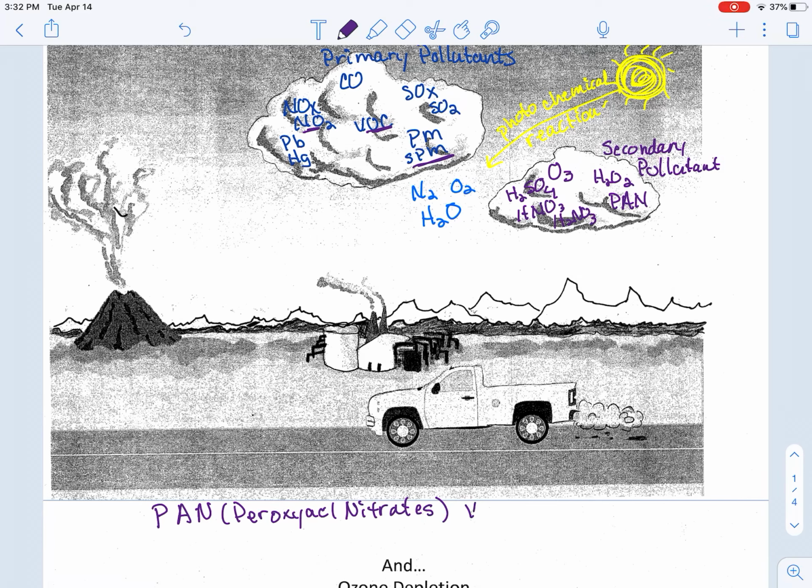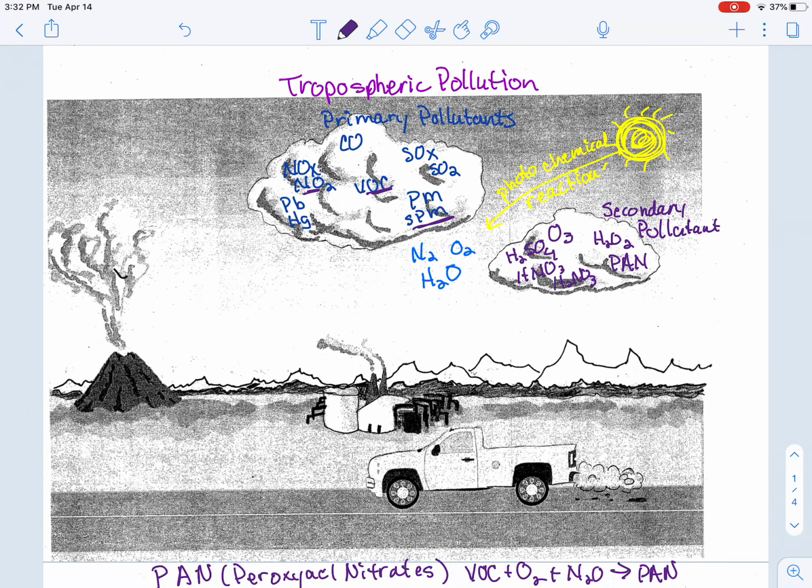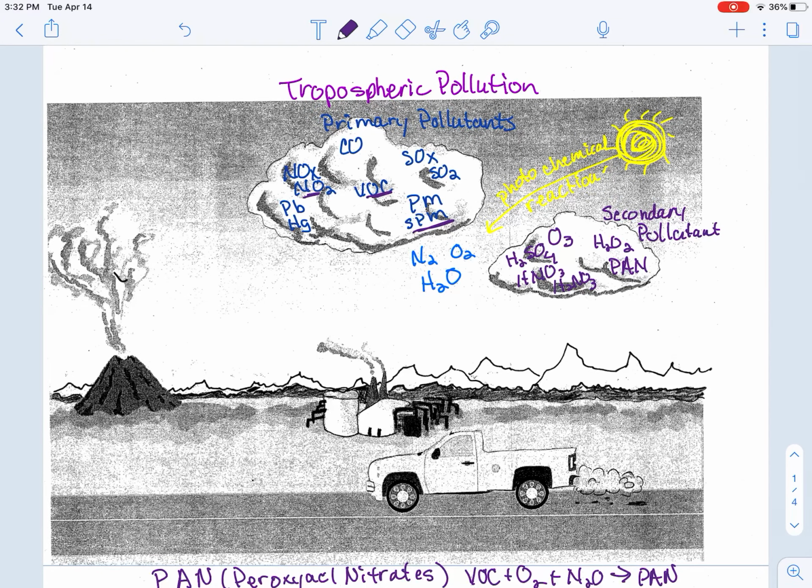And what these are, you take your VOCs plus oxygen plus nitrogen or nitrous oxide, and they're going to form the PANS as secondary pollutants. All right, so that's how secondary pollutants form from primary pollutants. Now we're going to look at the sources for each one of these, and we're going to describe whether they are natural sources. We'll use an N to do that, or anthropogenic. And for that one, we will use an A as our designator.